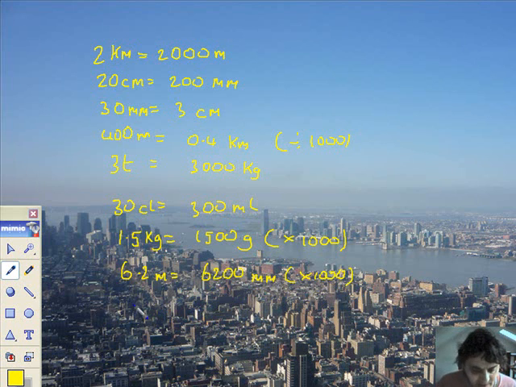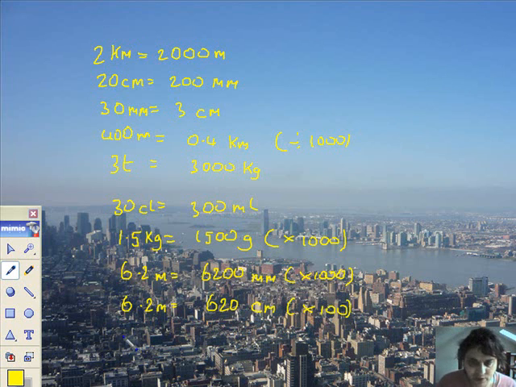There you go. Next one, 6.2 meters again. It's going to be 620 centimeters. Every meter is 100 centimeters, as you know, so all I did was just to multiply that by 100.